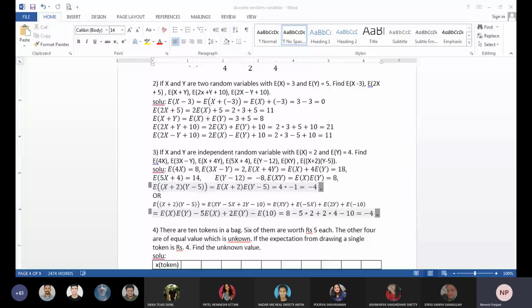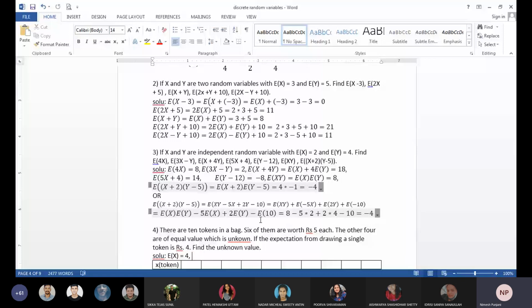Okay, so I was telling 6 of them are rupees 5 each. 4 others are of equal value, which is unknown. Expectation for drawing a single token is 4. We have to find out the unknown value. So यहाँ पे क्या दिया हुआ है? Expected value of x is given as 4. ठीक है.